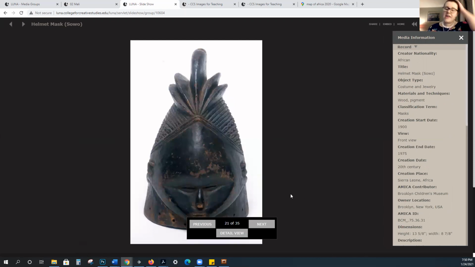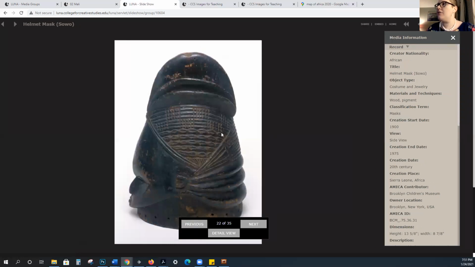And so what you see here is a mask. Okay, this is a helmet mask. So it would go over your head like a helmet. There are different types of masks. Some would sit on the top of your head, some go in the front of your face. This one would encompass your entire head like a helmet. And what you see depicted is a female face. And you can see that it has a very elaborate hairstyle, right? And you can see this hairstyle from the side.